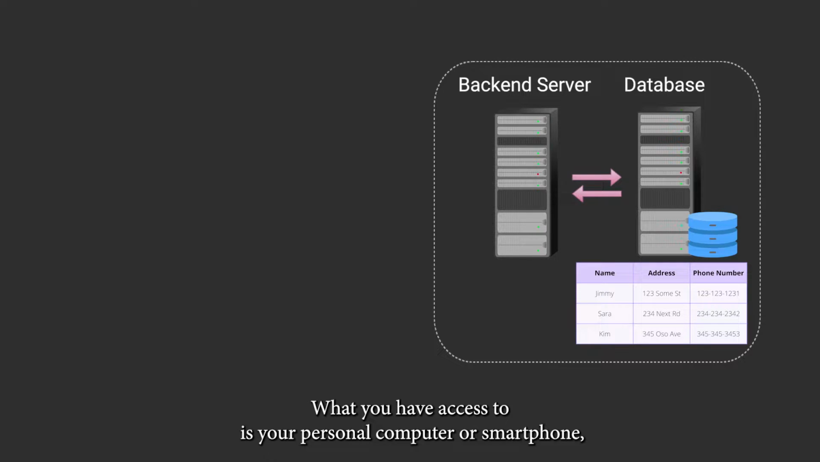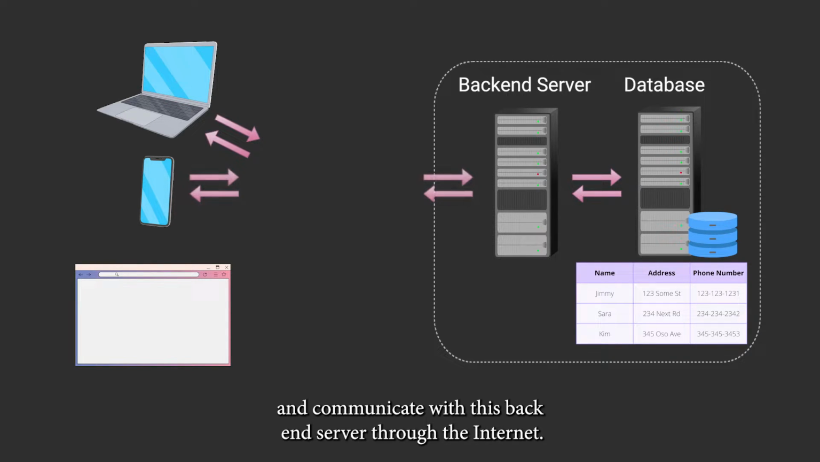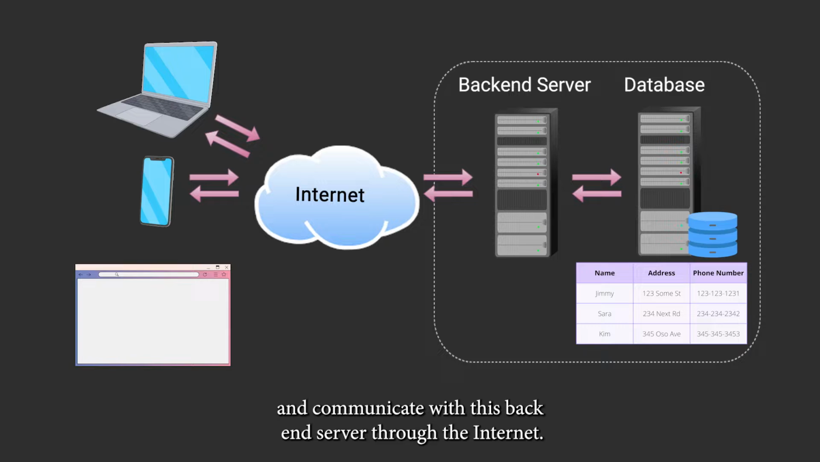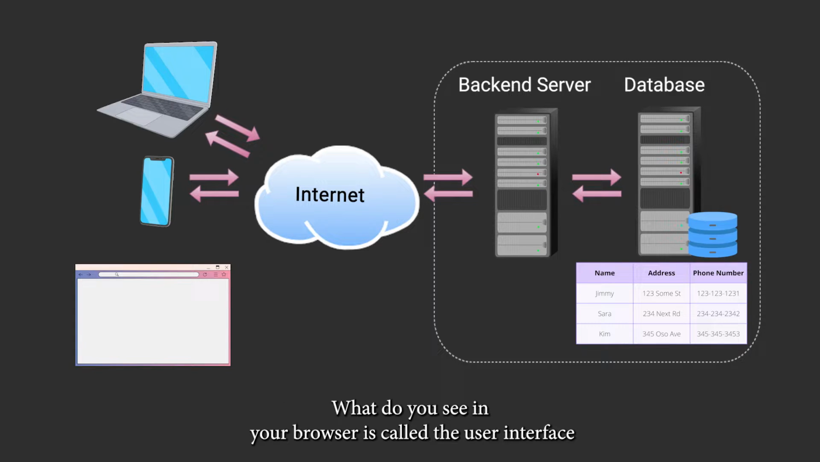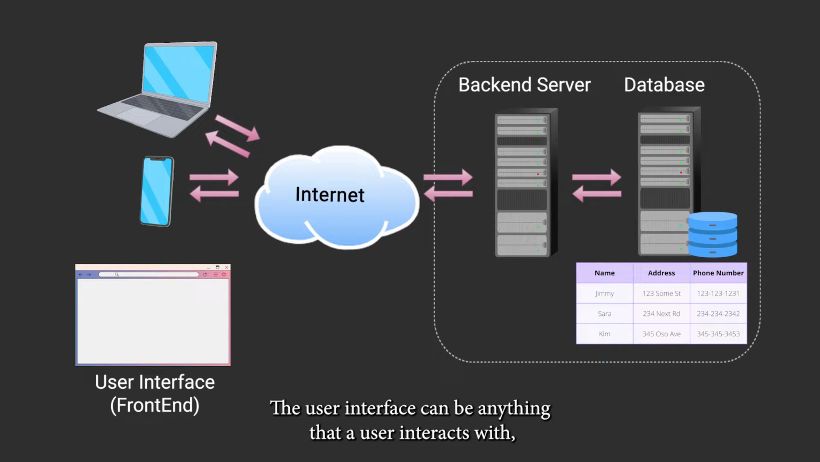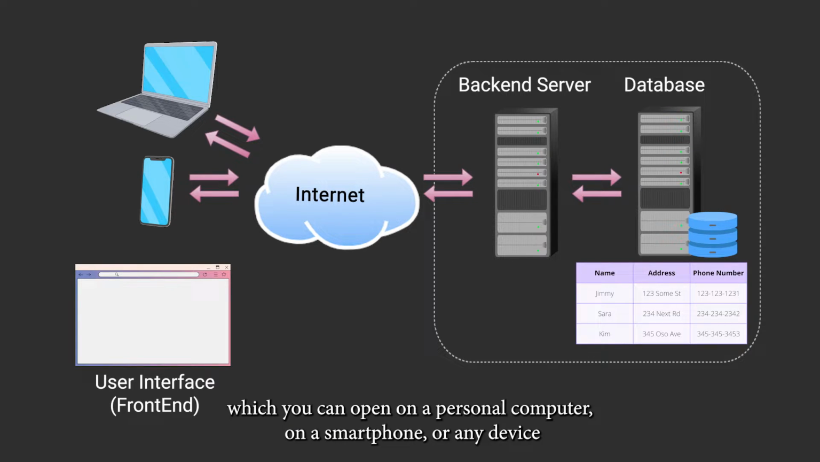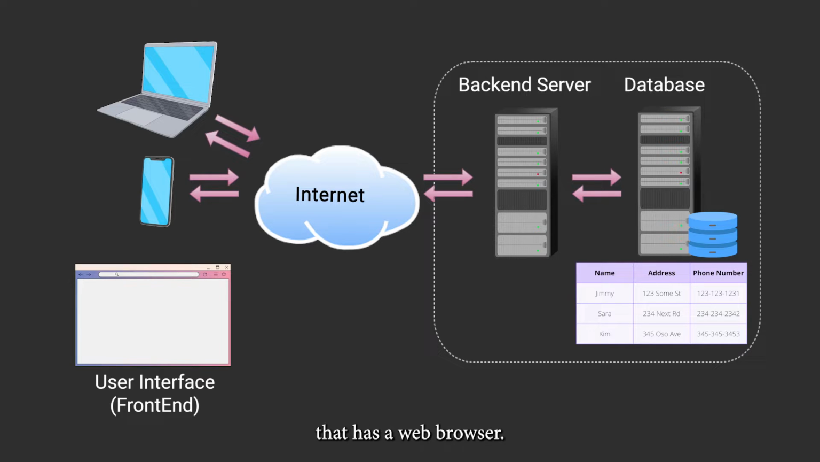What you have access to is your personal computer or smartphone, where you can pull up a web browser and communicate with this backend server through the internet. What you see in your browser is called the user interface, or the client side, or the front end. A user interface can be anything that a user interacts with, but the most common ones are websites and mobile applications. In this career track, we're going to focus on web applications, which you can open on a personal computer, on a smartphone, or any device that has a web browser.